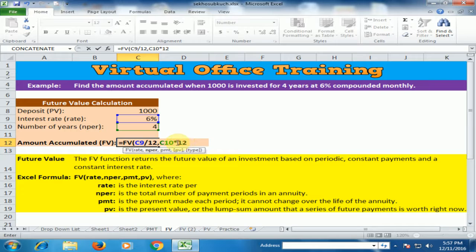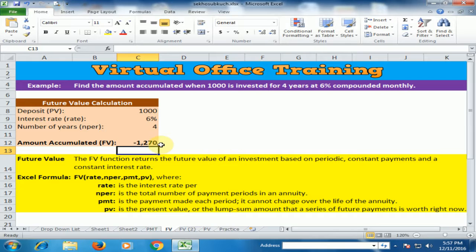Number of years multiplied by 12, and comma. Payment, PMT, is not given, just type 0, and present value is this, and comma, and type: end of the period or beginning of the period. For 0 it is end of the period. Close the bracket and press enter.